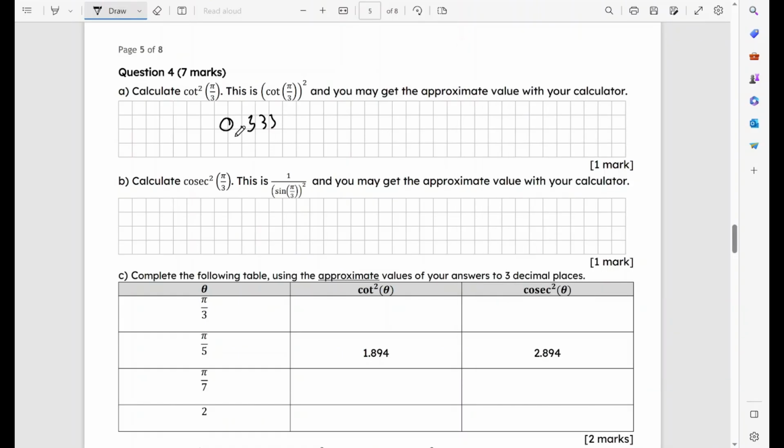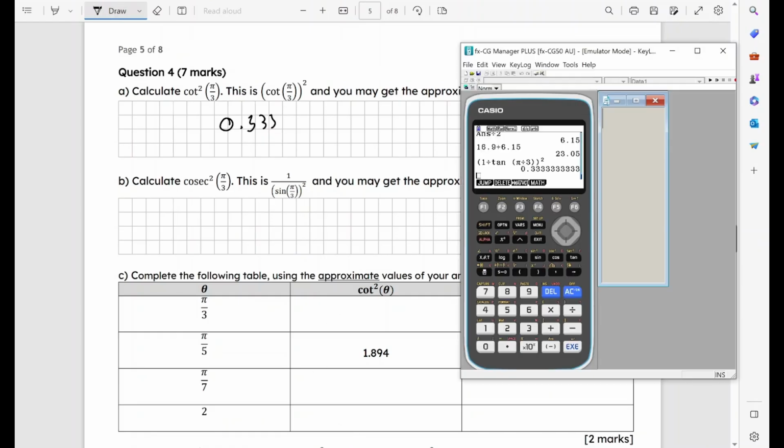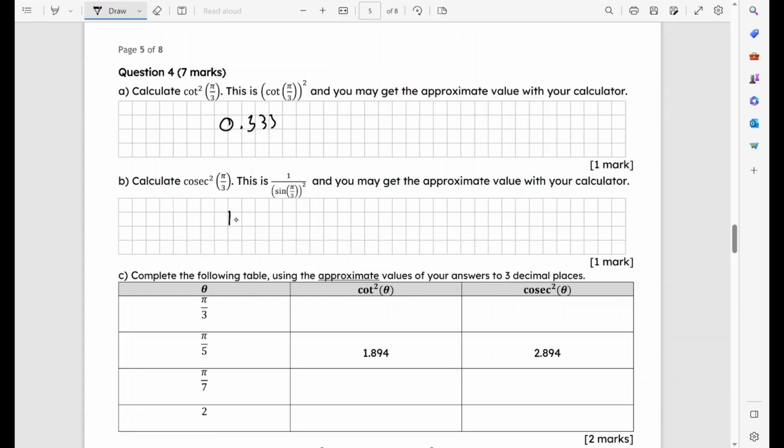And then the next one is cosec squared of pi over 3. So we're going to be doing 1 over sine of pi over 3, close the brackets, and then we're going to square that. So we get 4/3, or if you want, it's 1.333. So we'll put those straight in our table.